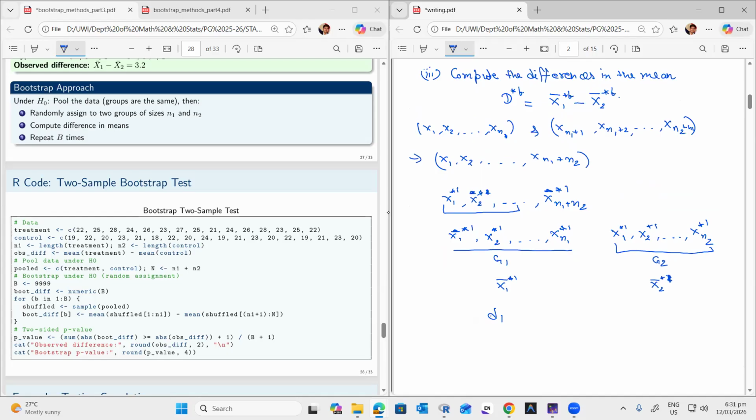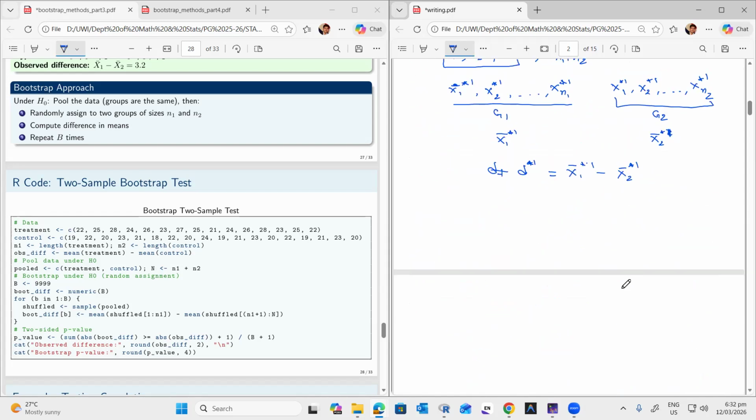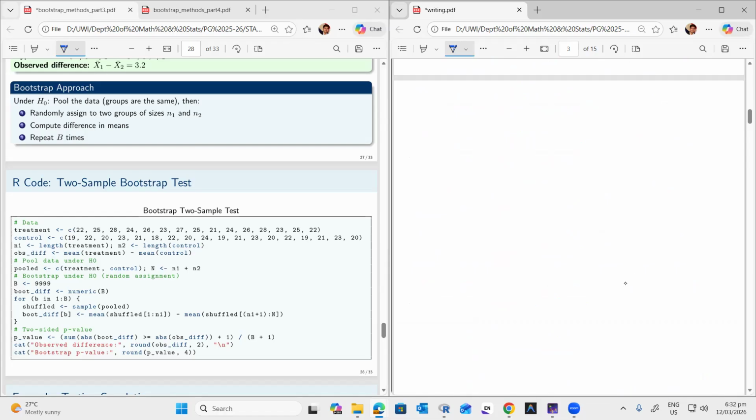And here we are not saying it d1, we are saying it d star 1. It will be x1 bar star 1 minus x2 bar star 1. So that will be our differences, and we will repeat it capital B number of times, and we will compute the mean differences again and again. In the third step, we will compute the two-sided p-value.